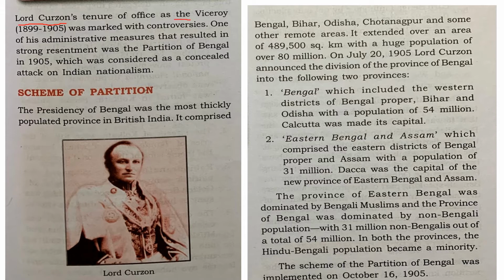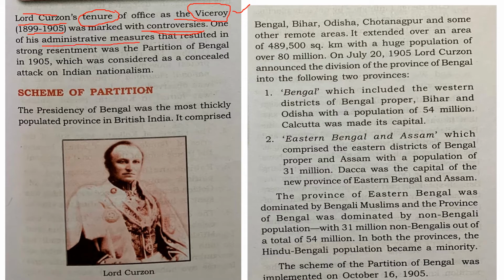Lord Curzon was the Viceroy. Viceroy is the position created by the British Parliament to look after the Indian affairs. He was the highest authority who looked after the Indian affairs. His tenure, that means his time period as Viceroy of India, between 1899 and 1905, was marked with controversies. The decisions taken by Lord Curzon involved many controversies and many kinds of problems for Indians.